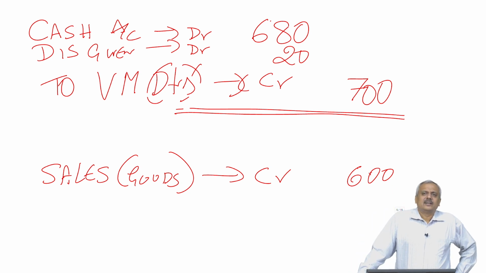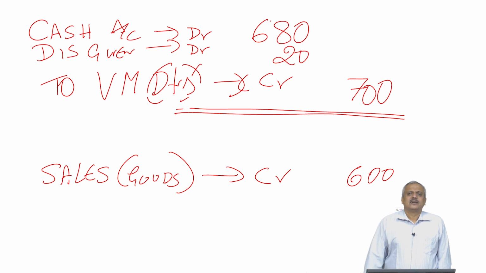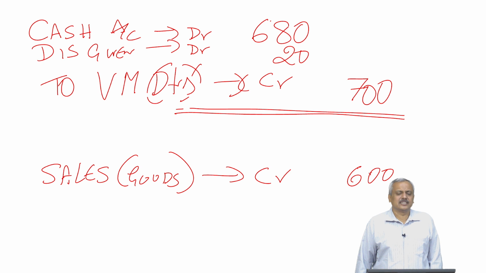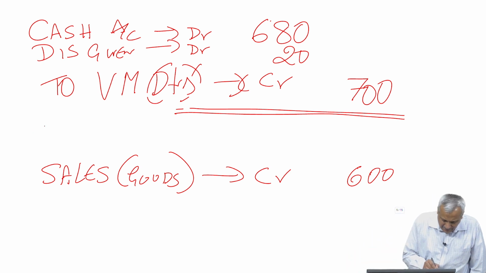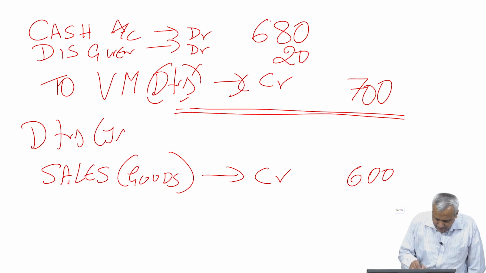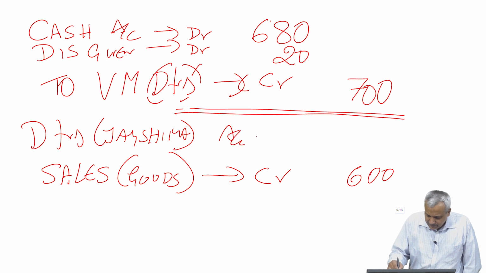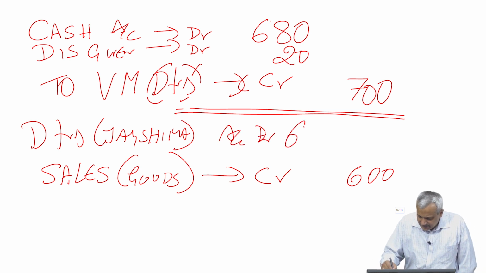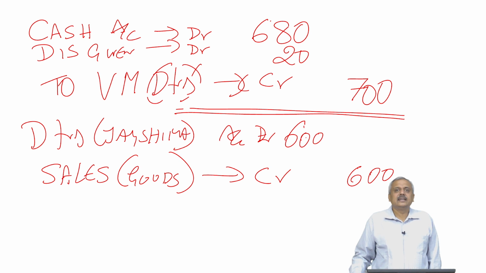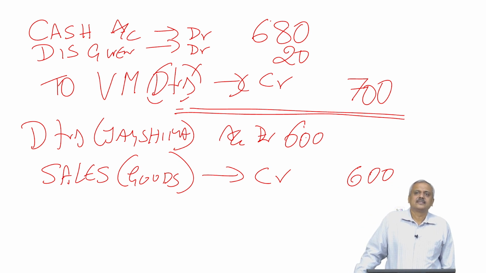Now, you have sold goods to Jayasimha. Somebody is receiving the benefit of your credit sale. Who is receiving the benefit of your credit sale? In this particular case it is Jayasimha, that is what we call your debtors account, or Jayasimha. He has to pay me $600. Don't worry about this writing.